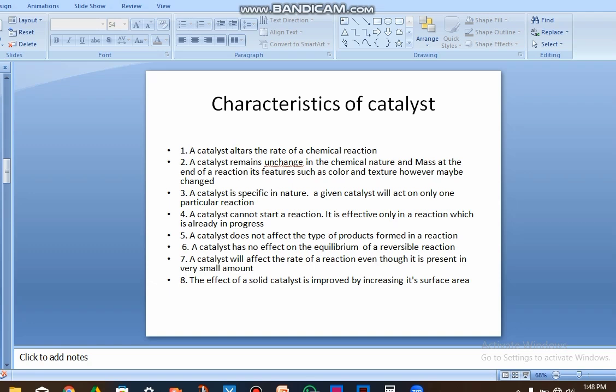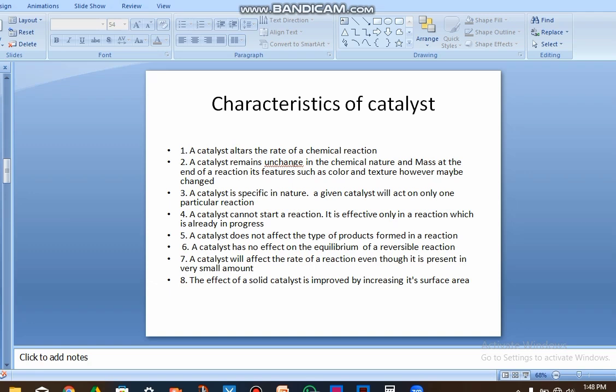They will ask: all these are characteristics or features of a catalyst except. They will put three from here, option A to D, then add another one from another option. So if you don't know these characteristics now, you will fail the question. So make sure you know them.